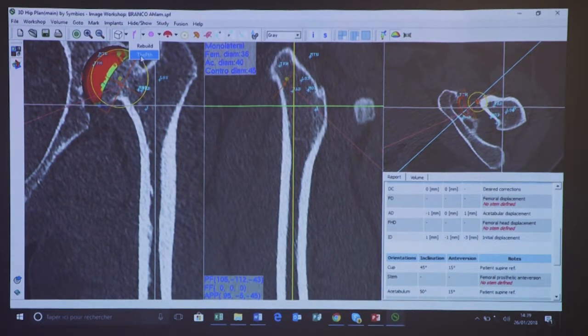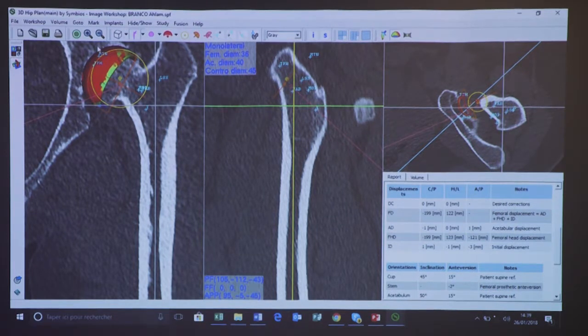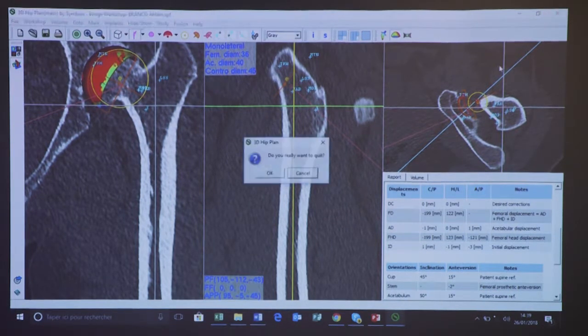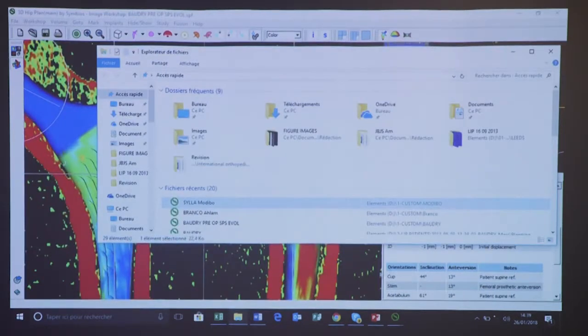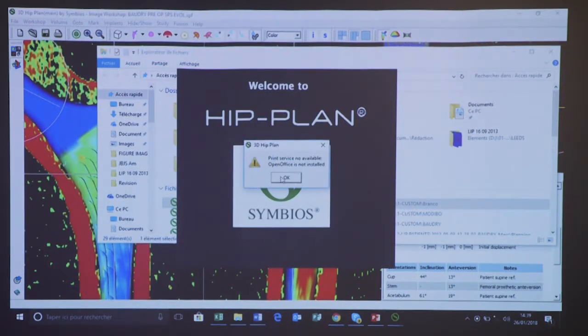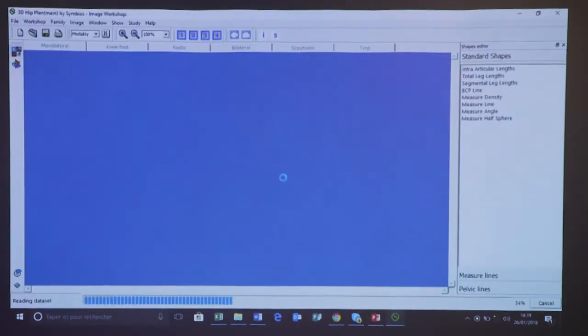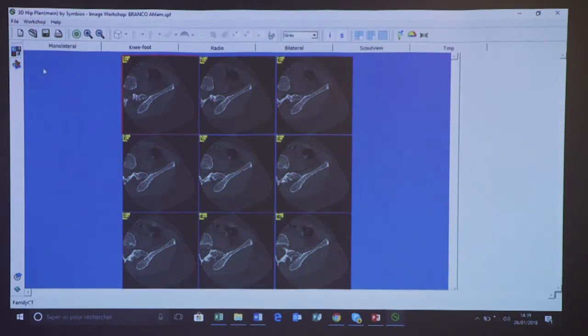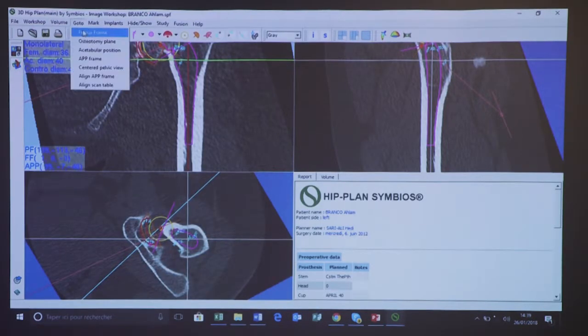Now, for the custom, I have to launch it again. I don't know what's going on with these customs, but it's not the same, they don't use the same software to design the custom.